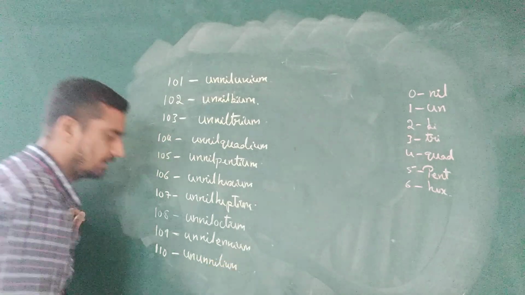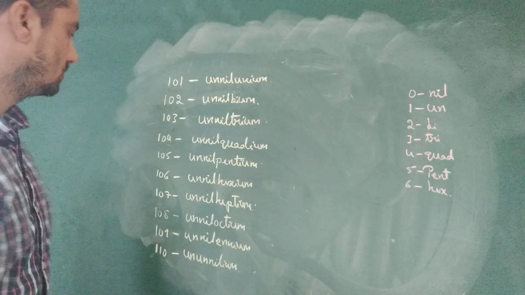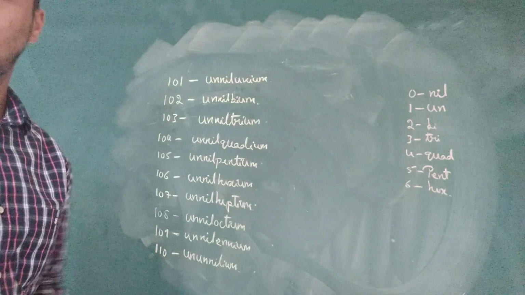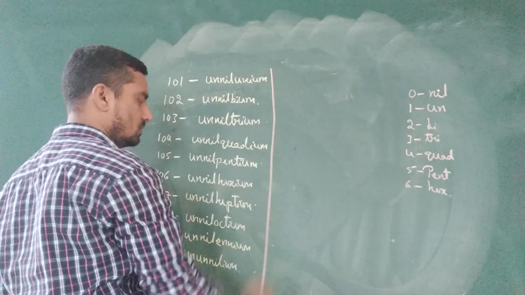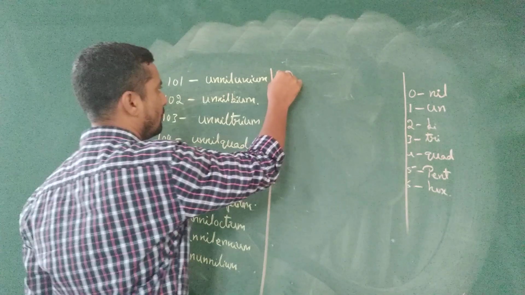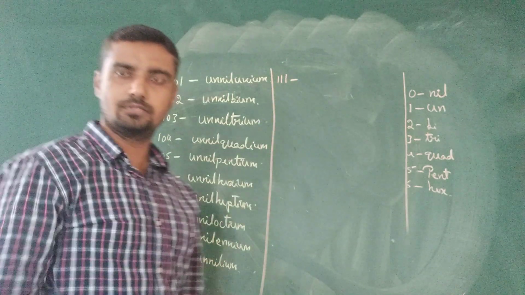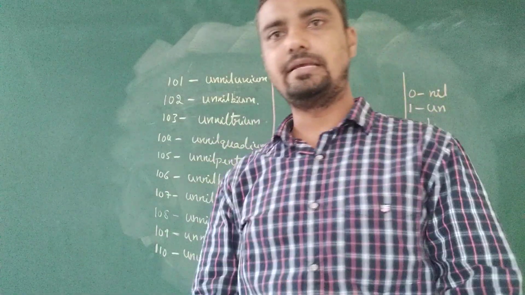N-I-L-I-U-M. Unnilium. Understood? Right. So these have been nothing but names in terms of numbers. We'll go for a few more elements, right? So this is... We go for triple one. Just try to rewrite these elements yourself. It's very important and very easy also, right?